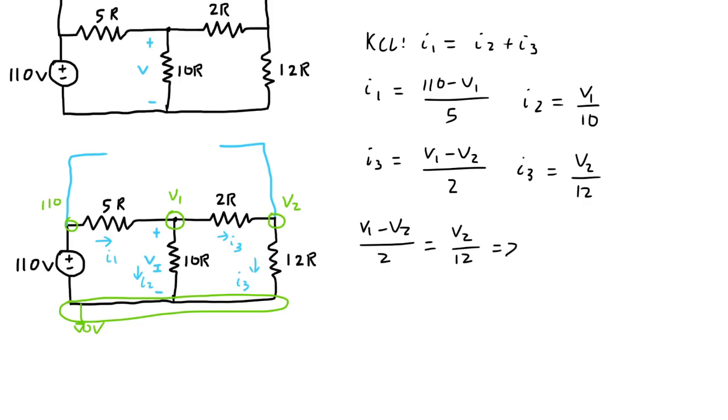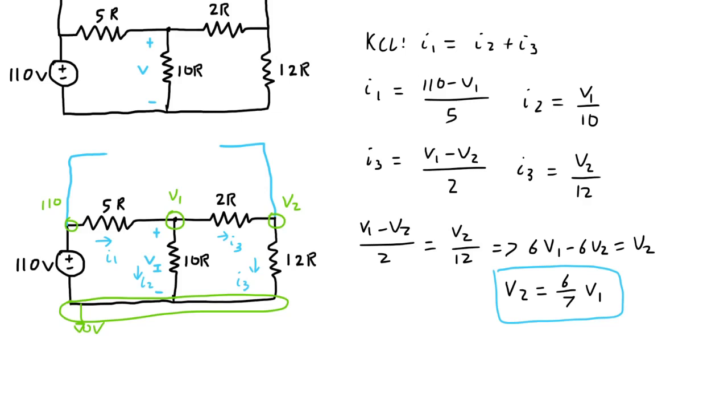which means that 6V1 minus 6V2 equals V2, which means that V2 equals 6/7 of V1. Yeah, 6 divided by 7. So yeah, that makes sense.